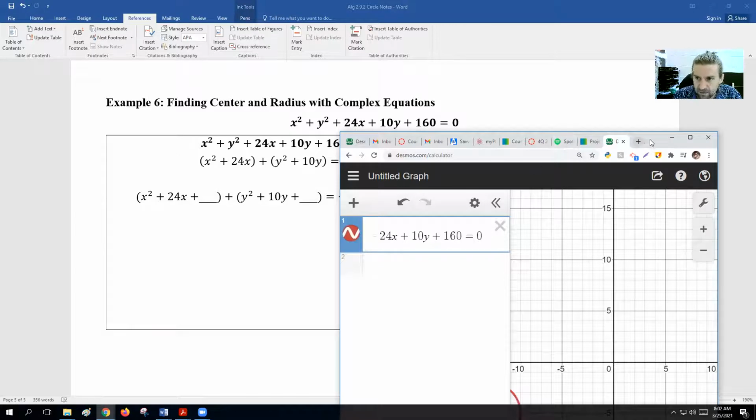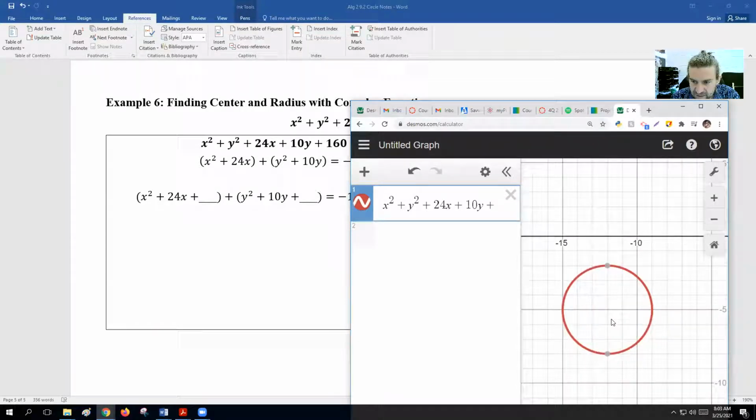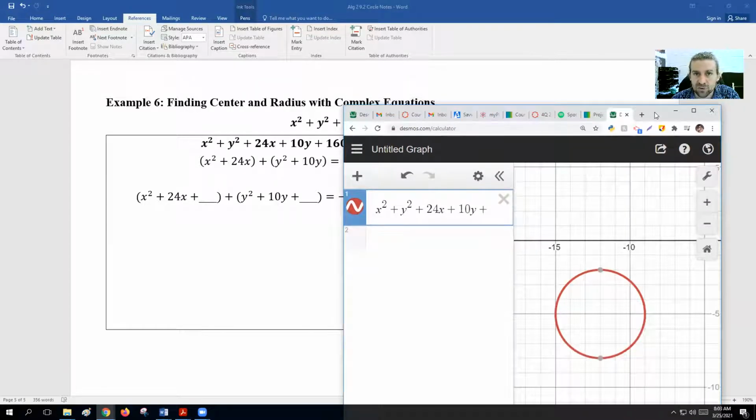So we can type this into Desmos and we can get the graph. Now, the graph doesn't tell us the center, but it does tell us some points, and it tells us kind of where it's located. We probably could find the center of this graph and the radius of it really quickly, but we're going to go through this process because we won't be able to do that same trick when we get to ellipses.